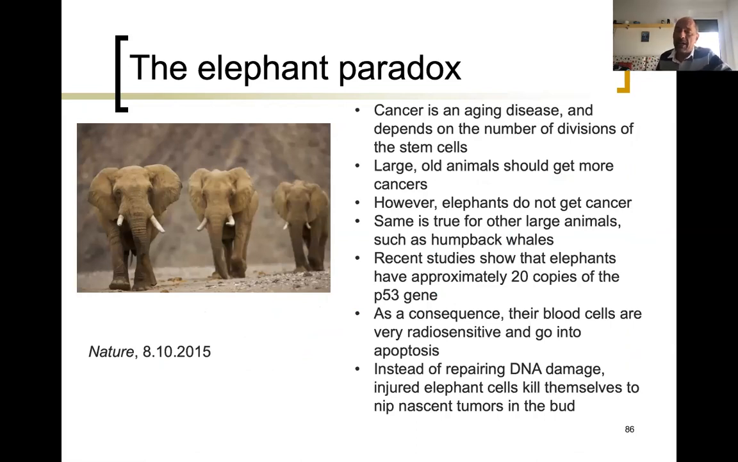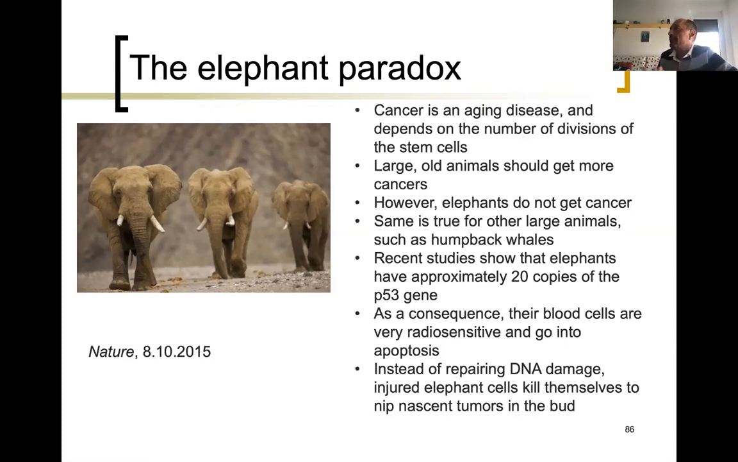One of the reasons for elephants was recently discovered in 2015. They found out that the elephants have approximately 20 copies of the p53 gene. And you remember, the guardian of the genome. So while we only have 2 copies of the p53 gene, they have 20. So clearly, they can suppress any cancer much better than we can. It's probably a mechanism of defense.